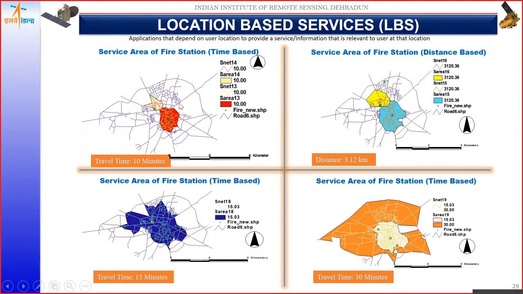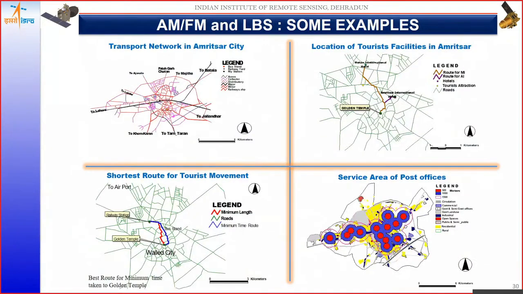Based on time as impedance and the distance between the fire station and the fire affected zone, you find the best route, and by following that best route, how much time the vehicle takes to reach the spot. That kind of mapping can be conducted. It may be time dependent or distance dependent, based on the impedance that is selected. And some more examples are available where you can use LBS based services.